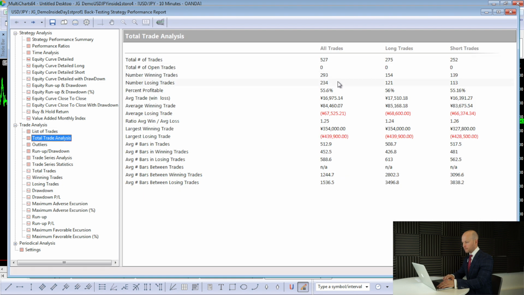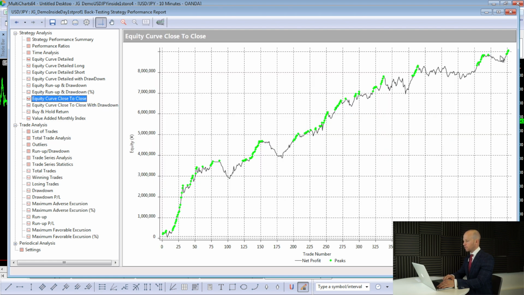Total trade analysis, obviously we've got more trades, percent profitable, 55%. Average trade has come down ever so slightly. We're only at 16,900 now. So to me that looks like quite a decent report, and I'm really pleased that we're making new highs.